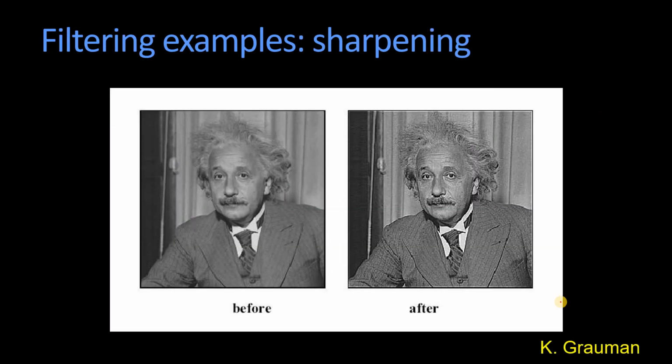So here is the result of sharpening. If this is the original image, sharpening means the edges become more clear. What are the edges? For example, these wrinkles on the forehead, the lines on the coat, they become more clear, more visible. So sharpening is the opposite of blurring. Clear?